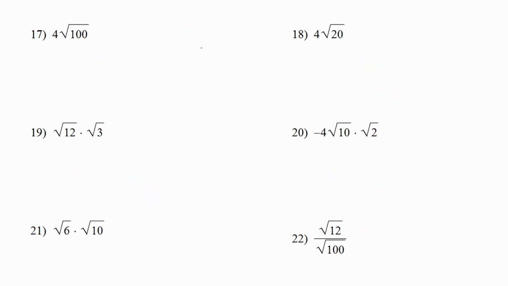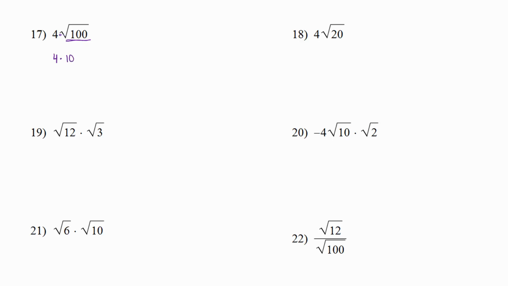Now on these next examples, we're going to have some other numbers involved. So either numbers in front, or more than one square root, or fractions, things like that. So what we're going to do is see if we can simplify our square root here. And if we can, then we'll bring the 4 in and see what we need to do with that. So for instance, the square root of 100 is just 10. And so it's not going to be under the square root anymore. It's just going to be 10.